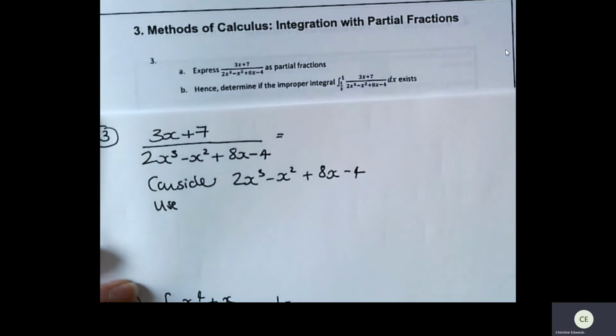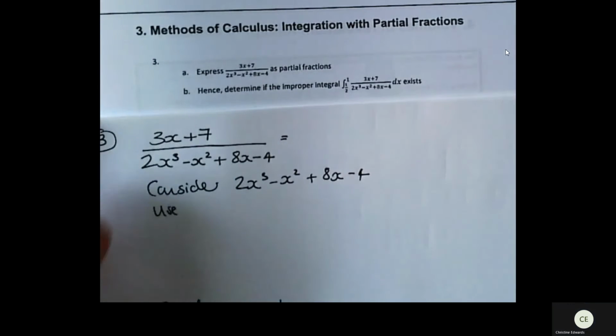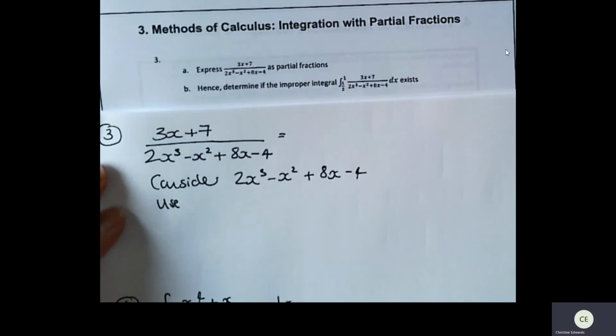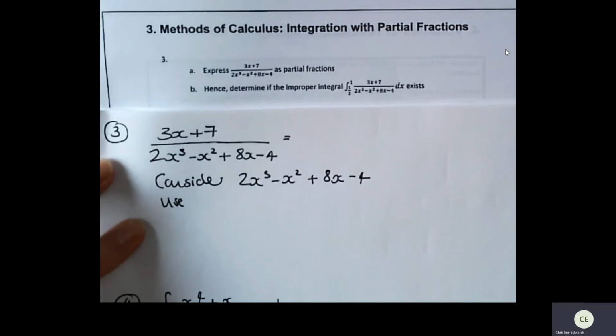So this video looks at the harder examples for integrating with partial fractions. So looking at question 3 on page 26. I'm not going to do all of question 3.